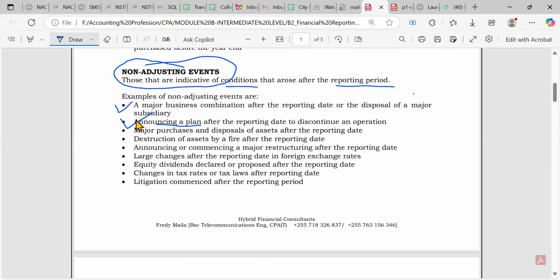Management should have made it very clear that it is going to discontinue a what? An operation. If not made clear, even that provision won't be recognized. And that's why you see this word, announcing a plan to discontinue an operation. Let me put the brackets here. A good question. You asked a good question. I'm writing IAS 37 here. You would see there is something called the restructuring provision.